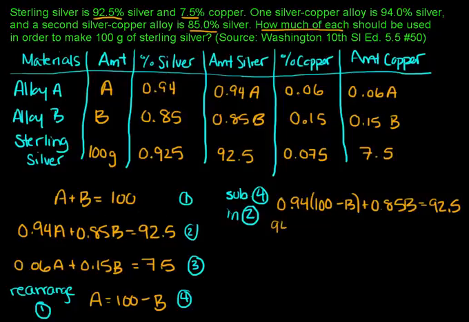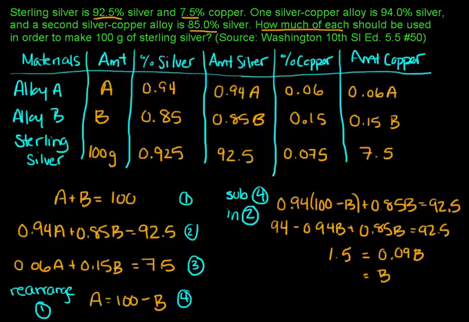0.94 times 100 is 94 minus 0.94B plus 0.85B is equal to 92.5. And now I can collect like terms to simplify this equation. If I keep my constants on the left, I'll have 1.5 on the left, and on the right I'll end up with 0.09B. And then if I divide both sides of the equation by 0.09, I should get that B is equal to 16.667, or we can just round to 16.7 grams.